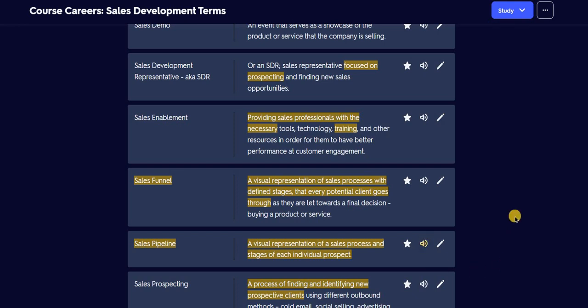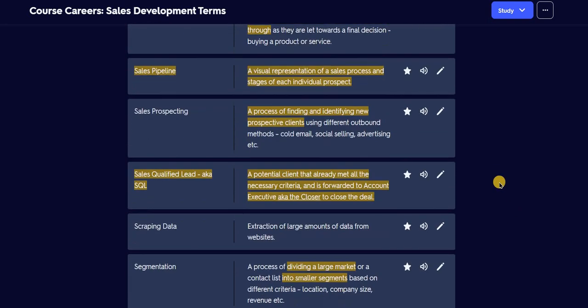Sales Pipeline, a visual representation of a sales process and stages of each individual prospect. Sales Prospecting, a process of finding and identifying new prospective clients using different outbound methods, cold email, social selling, advertising, etc.